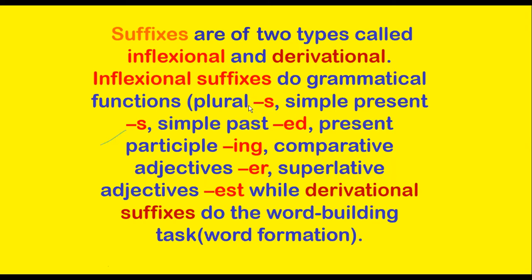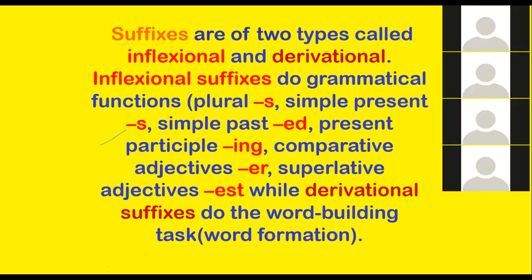When we pluralize, we add an s to the noun, right? Girl, girls. Tree, trees. Cat, cats. The s we add when forming the plural is also a suffix, but it is not a derivational suffix that forms word classes. It is a suffix that does a grammatical function. It always does a grammatical job, pluralizing. Then simple present s.